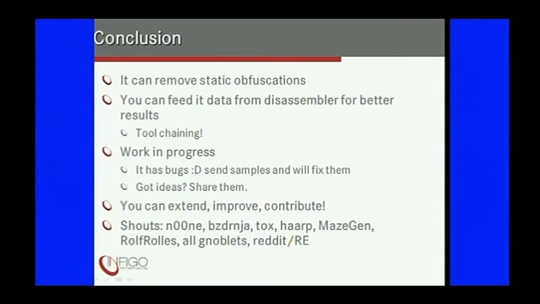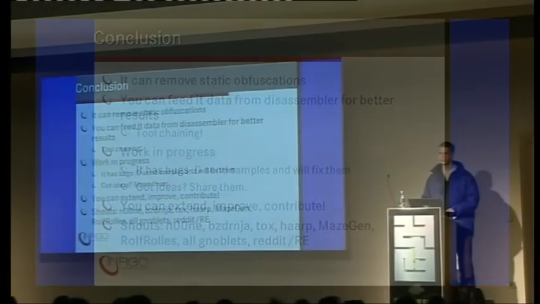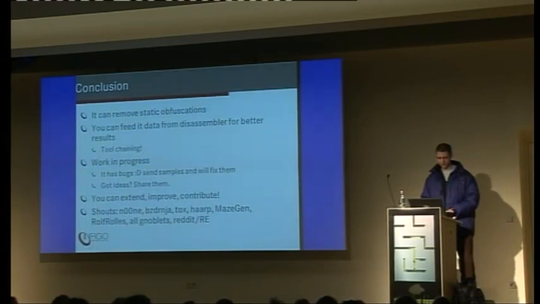It's work in progress, it has bugs. Currently, the most notable bugs are related to assembling in IDA. I plan to switch to NASM or some other assembler that will handle all the instructions better. If you have ideas, obfuscations that you'd like to see, you can send them. You can extend, improve, contribute. It's open source, MIT license, so you can do whatever you want with it.